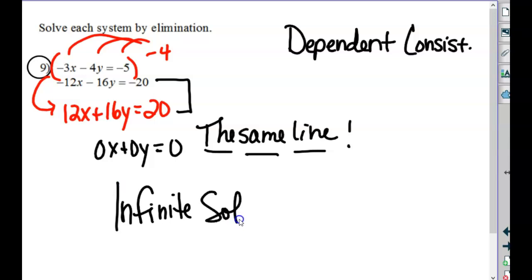Now, I really hate when students just say all real numbers, because do all real numbers work? Can 1, 1 work? You could put in any x, but you'd have to find a matching y that's on that line. You could put in anything for y, you'd have to find a matching x. There are infinite solutions, but it's not just that 0, 0, 1, 1, 2, 2 all work. Even 0, 0 doesn't work, right? If I put 0, 0 in, I don't get -5 and I don't get -20.